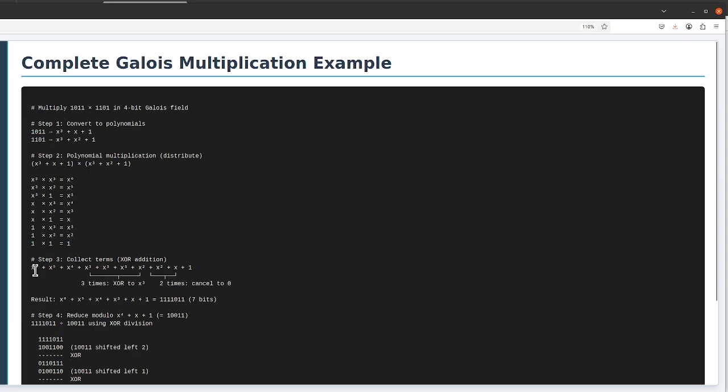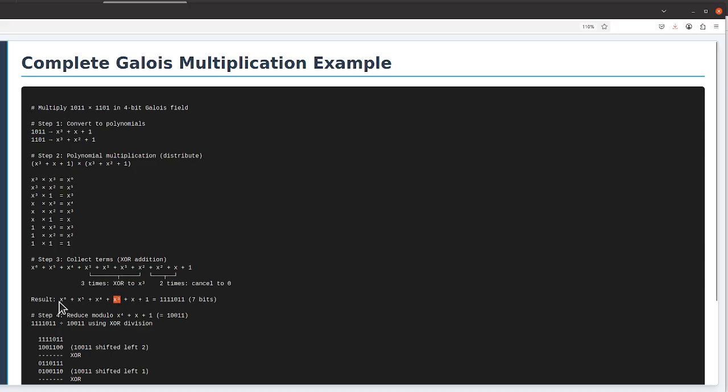Now let's collect the terms using XOR for addition. We have x to the 6 appears once, x to the 5 appears once, x to the 4 appears once, x cubed appears 3 times, x squared appears twice, x appears once, and 1 appears once. Remember, in XOR addition, terms appearing an even number of times cancel out to 0. So x squared appears twice and cancels. X cubed appears 3 times. 1 XOR 1 XOR 1 equals 1, so x cubed stays.